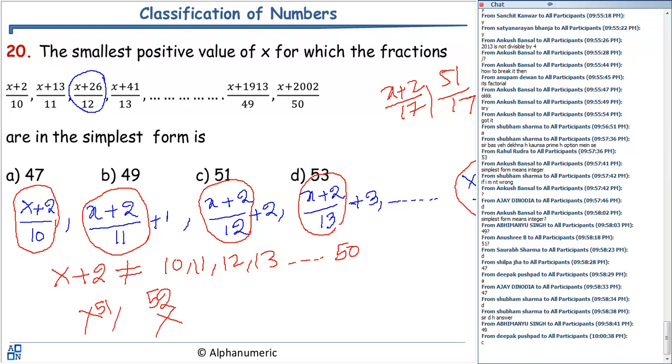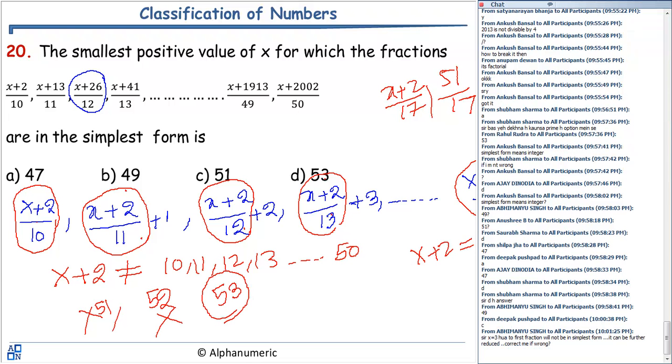But can I take x plus 2 as 53? Yes. Why? Because 53 is a prime number, and a prime number will not be divisible by anything from 10 to 50. So I can take x plus 2 as 53. Because 53 by 10, 53 by 11, 53 by 12, 53 by 13, till 53 by 50, it is not divisible. 53 is divisible only by 53. So x plus 2 is equal to 53, which implies x is equal to 51. So the answer is x equal to 51.